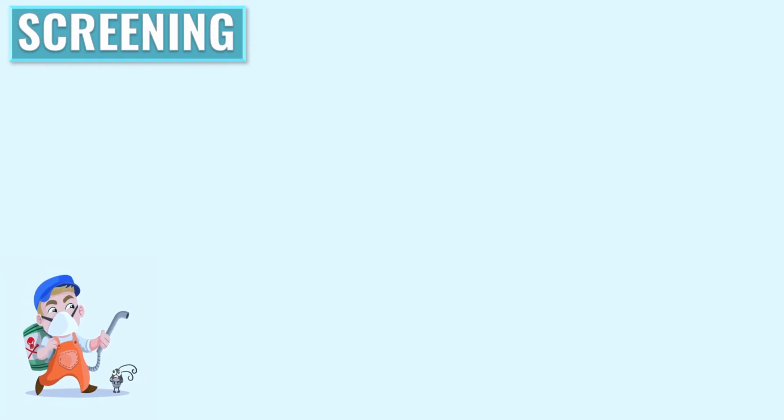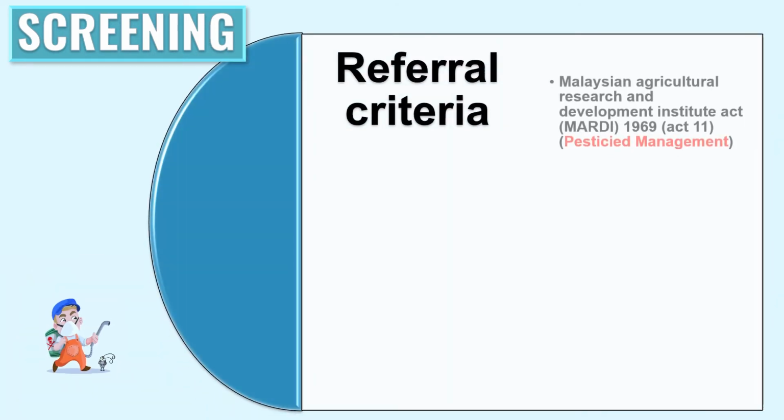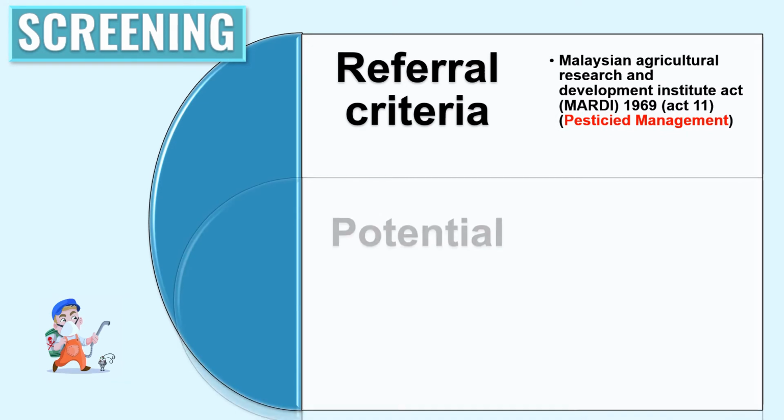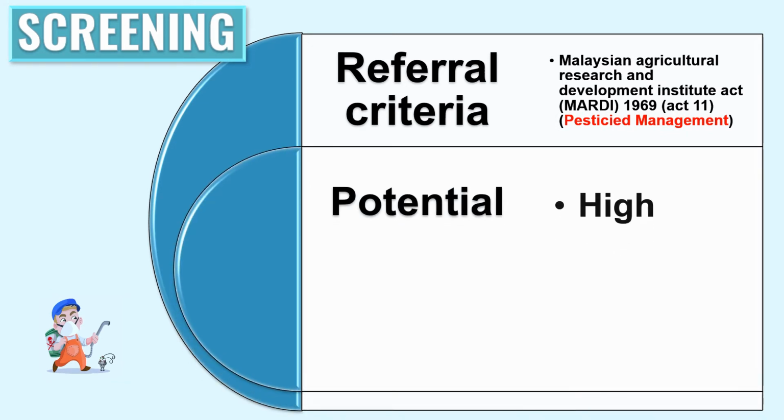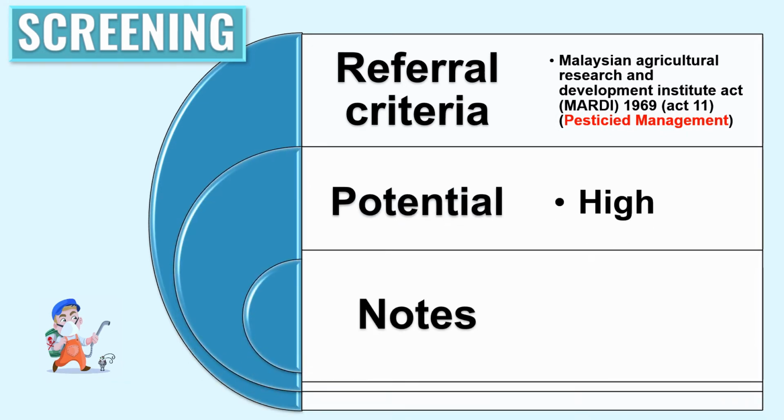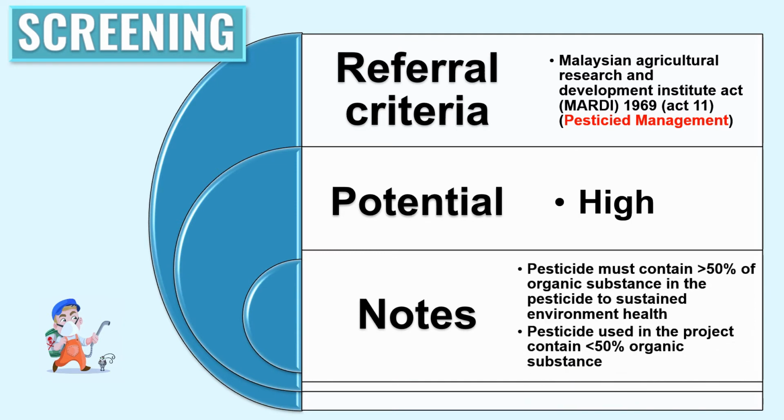According to the Malaysian Agricultural Research and Development Institute, MARDI 1969 Act 11, pesticide must contain more than 50% organic substance in the pesticide to sustain environmental health.